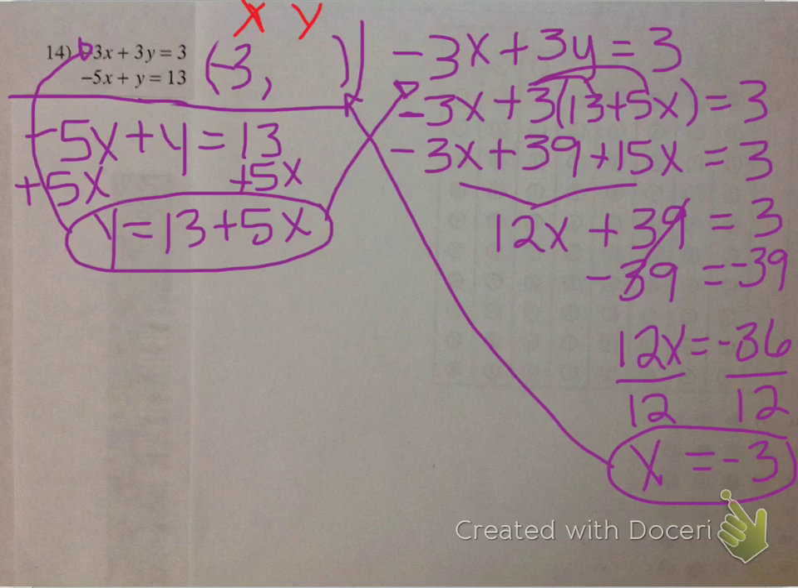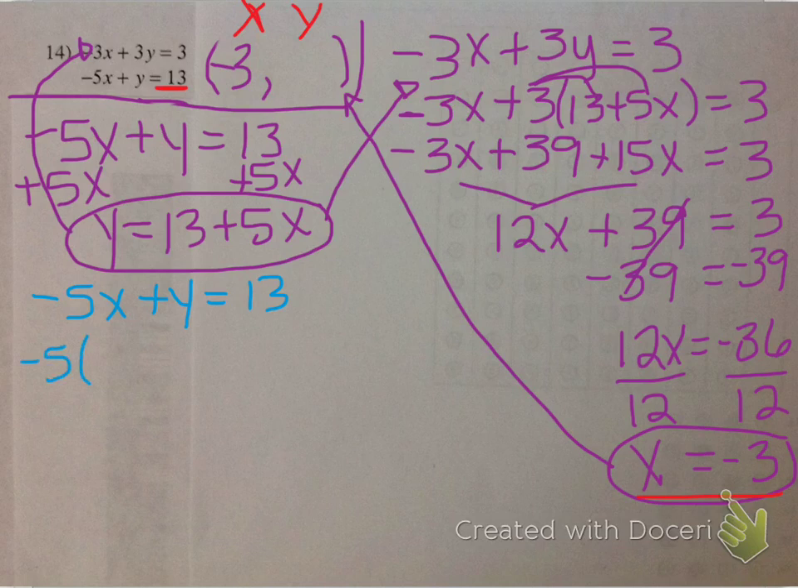My next step, we're on step 5, substitute for the other variable. So we're going to take our value of x equals negative 3, and we're going to plug it into an equation that we have up here. I'll pick this one, and then use that to find our y. Okay, so let's copy the equation. 5x plus y equals 13.